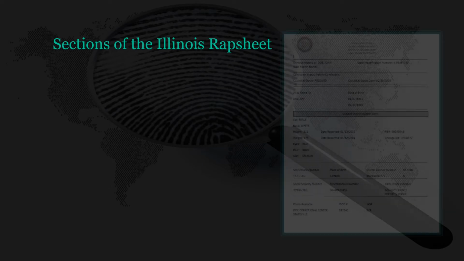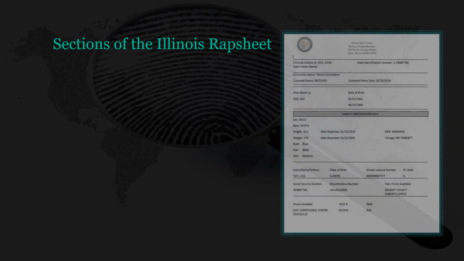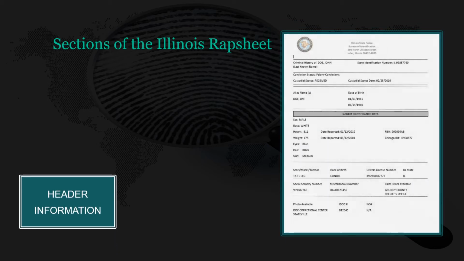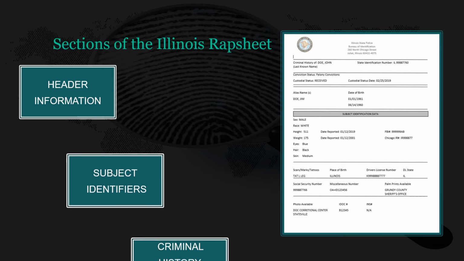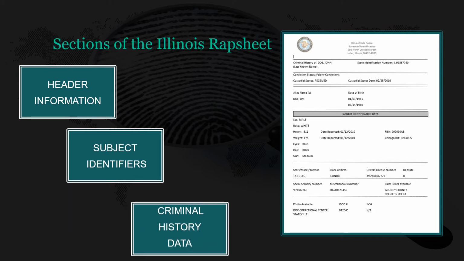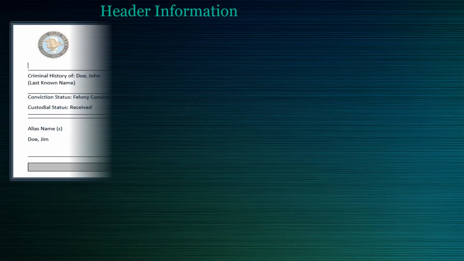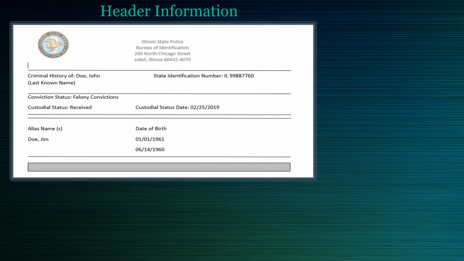The Illinois rap sheet is comprised of 3 sections: the header information, followed by the subject identifiers, and lastly, the criminal history data. Let's begin with the header information, which appears at the top of the very first page.